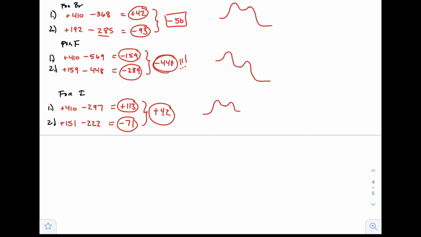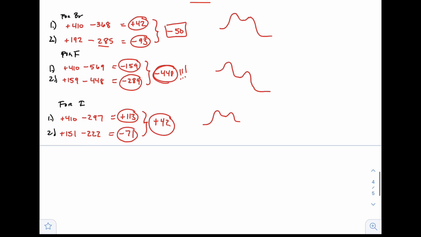But iodine, you can see that first process is positive 113. That's an endothermic process. And then it goes down negative 71 with an overall positive 42 value. That's an endothermic process. You're putting energy in to make this iodine substitution happen. That's why it's not favorable. That's why it's very slow. And negative 448 is wild. That's why it's a violent and highly exothermic process.